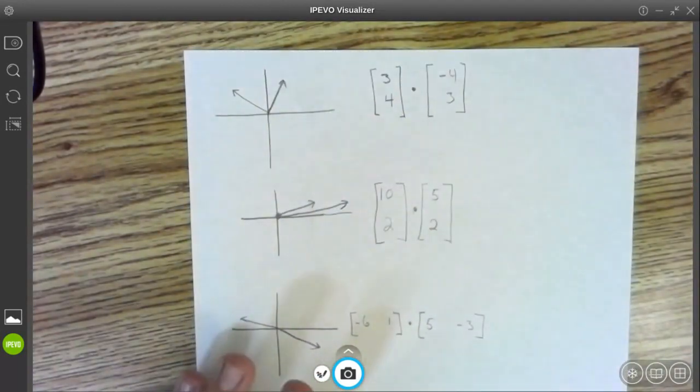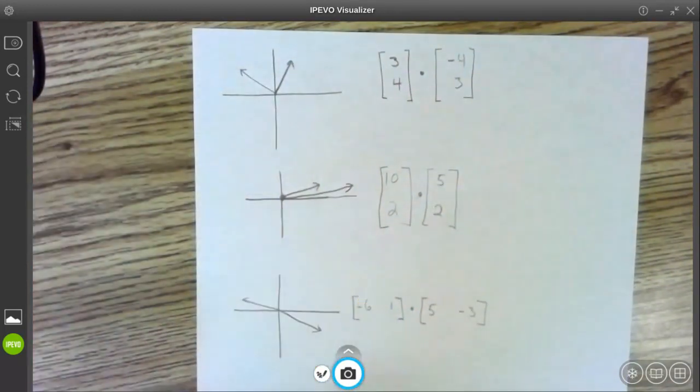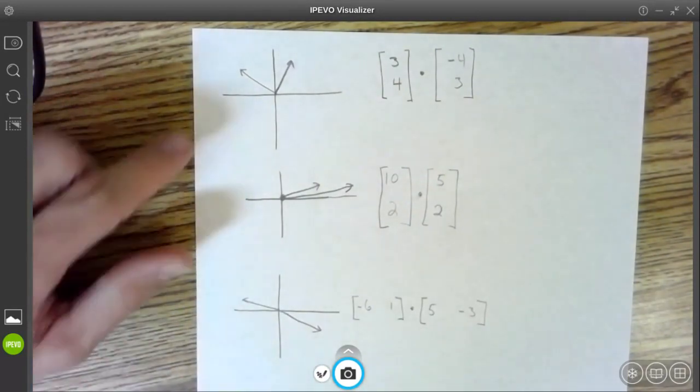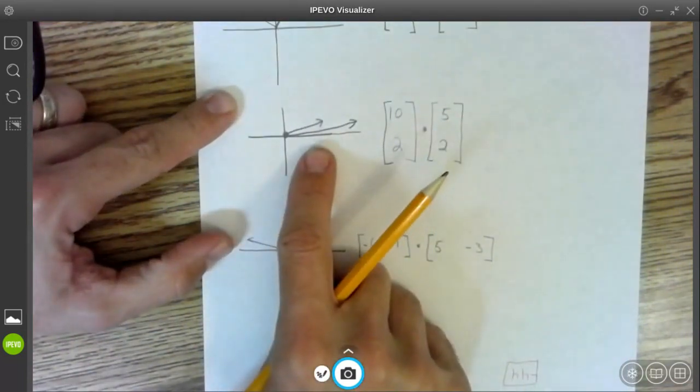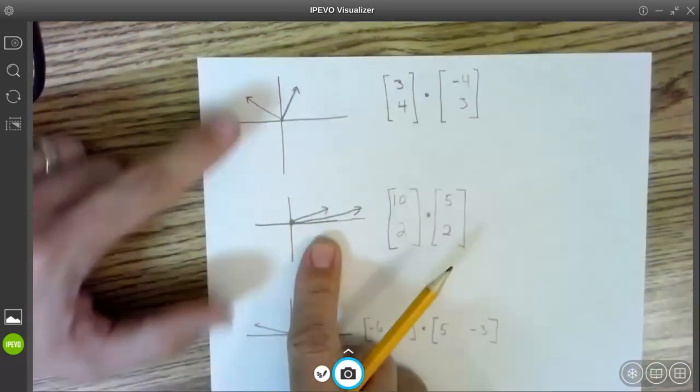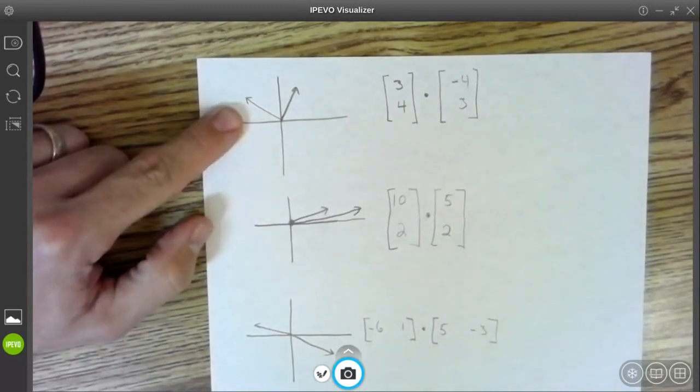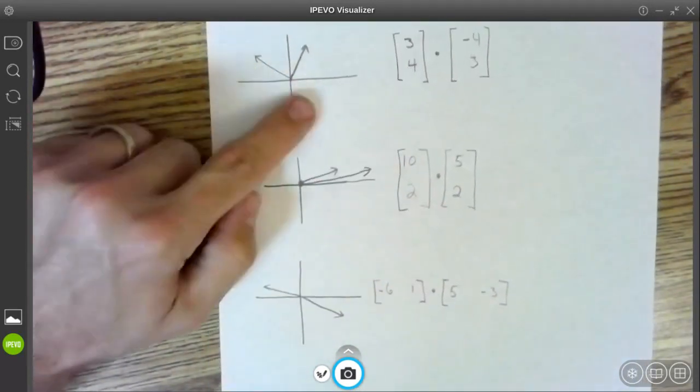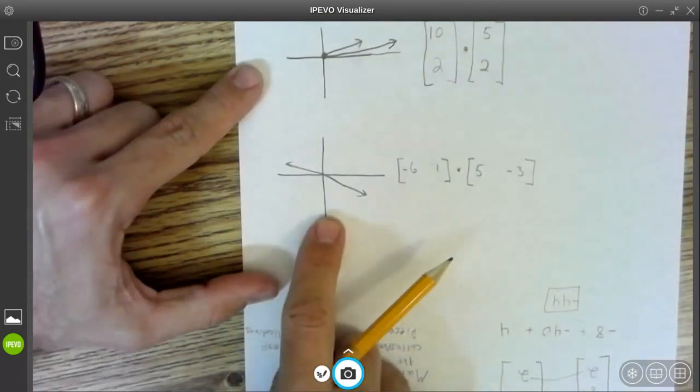Anyway, the dot product is a number that is used to tell how much these arrows are pointing in the same direction. So that's the question: how much do they have in common? How much are the vectors pointed in the same direction? Like these two right here are more pointed in the same direction than this one, and these two vectors are more pointed in the same direction than the third one here.